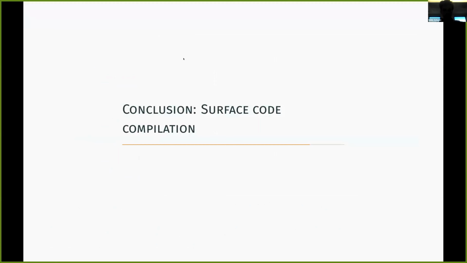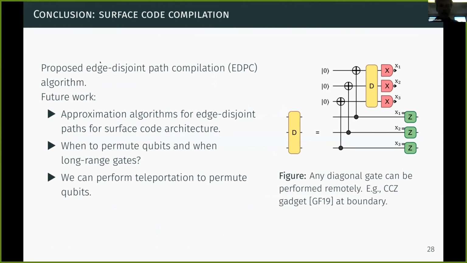Now, to conclude, we propose this edge-disjoint path compilation algorithm, which compiles Clifford plus T circuits to the surface code architecture. We looked at some of the benchmarks and have seen that this EDPC approach has shown certain improved performance for what seems like relevant circuits. And we have also shown various improved asymptotic upper bounds for this surface code compilation problem.